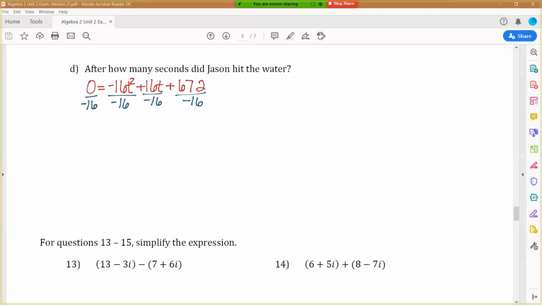So 0 divided by negative 16 is 0. Negative 16t squared divided by negative 16 is just t squared, or 1t squared. If you wrote the 1 there, that's okay. Minus 1t minus 42. So 672 divided by negative 16 is negative 42. This gives you much smaller numbers to use to fill out your asterisks.